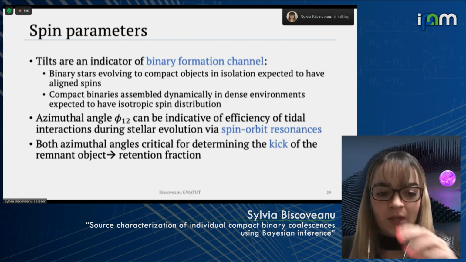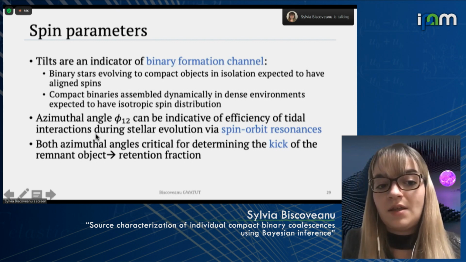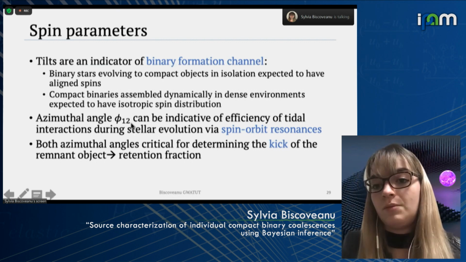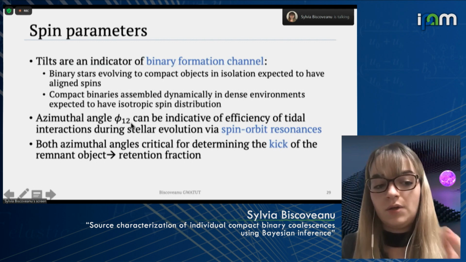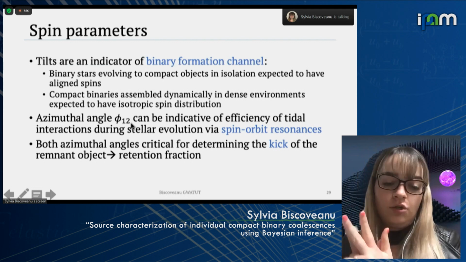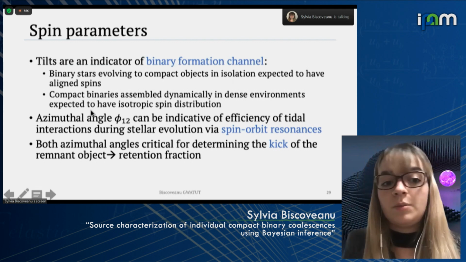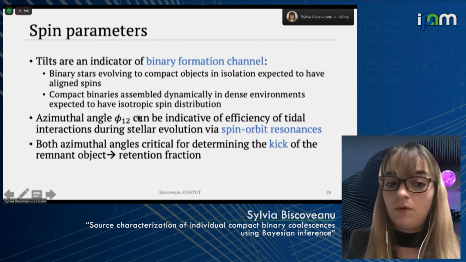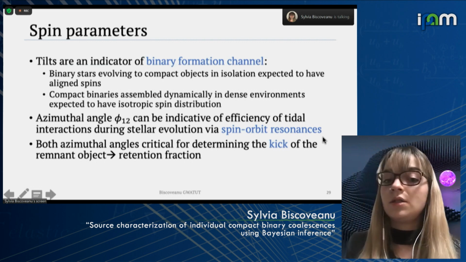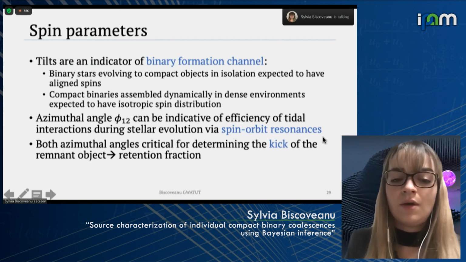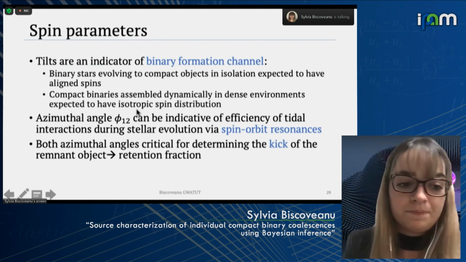And so in this case, that means that phi 1,2 would preferentially be 0 or 180 degrees because they're locked in a 2D plane. So if you would observe a system that has a phi 1,2 of one of those values, that might tell you that it's locked in one of these spin orbit resonances. And again, that would tell you how it formed.